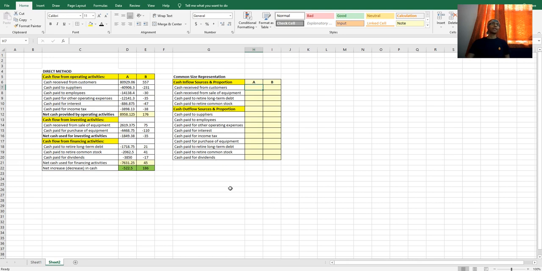Now first we calculate the total cash inflows and total cash outflows for A and B. Total cash inflows and total cash outflows. Okay, let us segregate it in a different way.